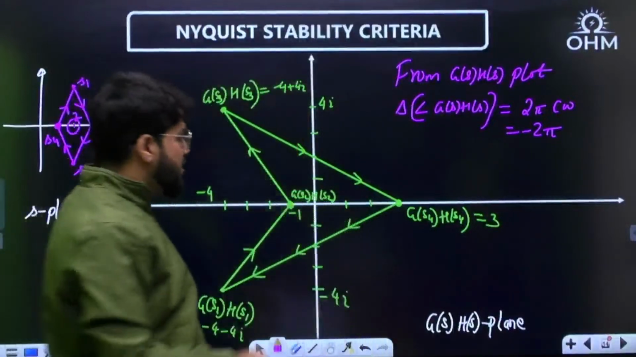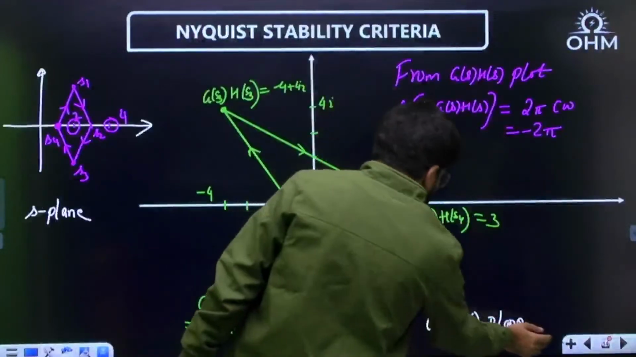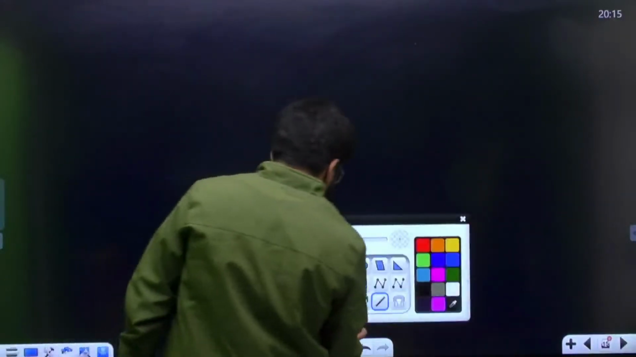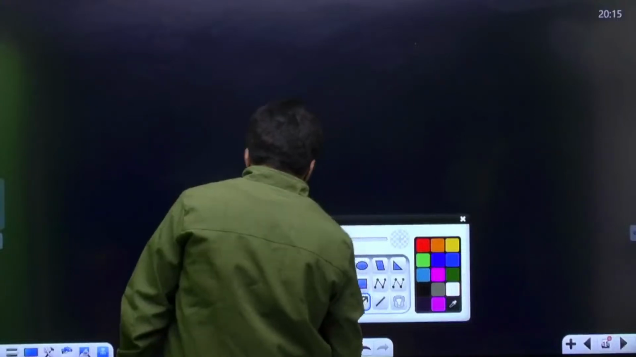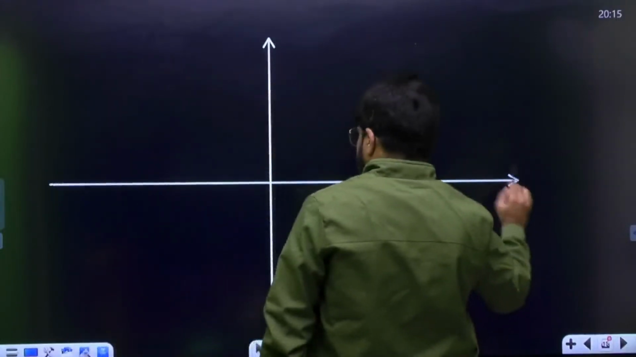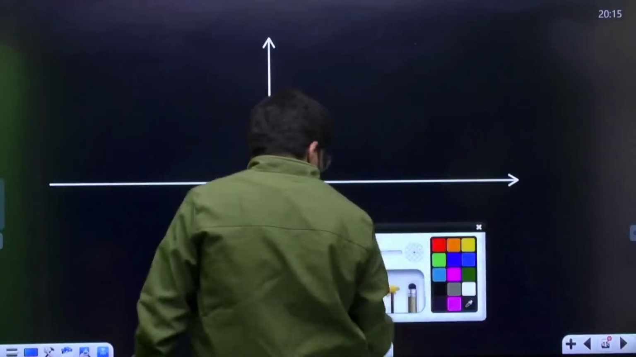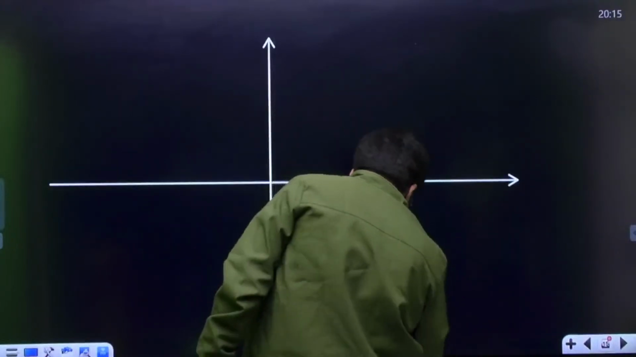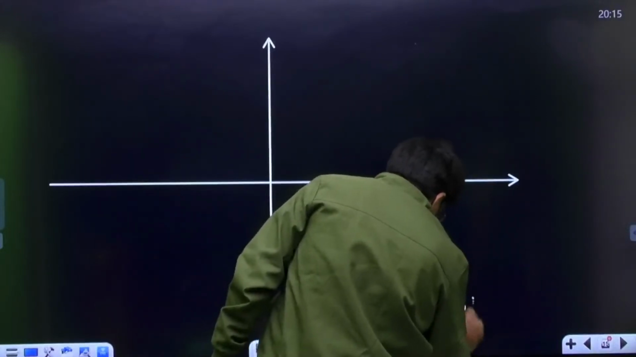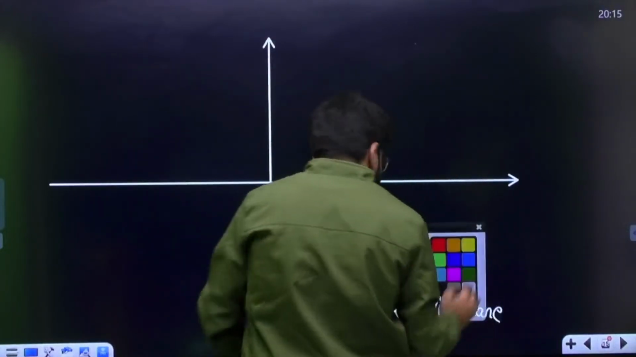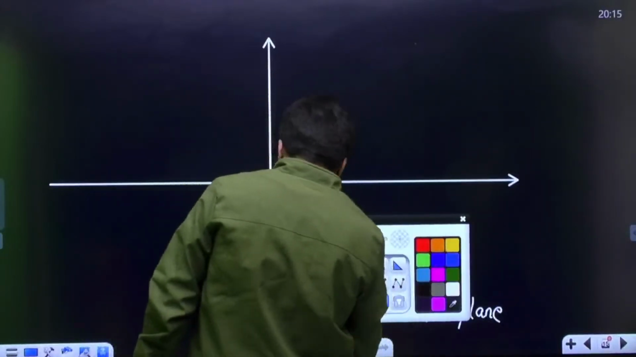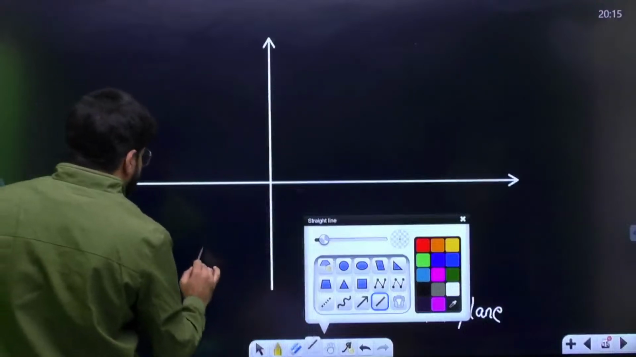Now suppose, imagine this is some another curve. Let me draw another random GSHS plot in front of you. Just a second. Suppose, assume that this is your new GSHS plane, and some plot again, something of this kind.